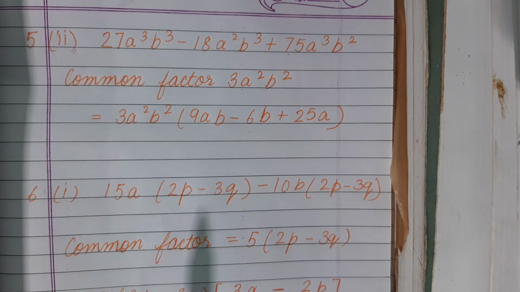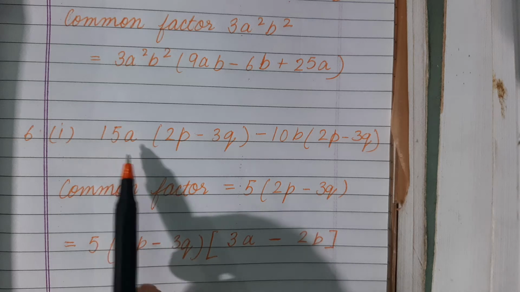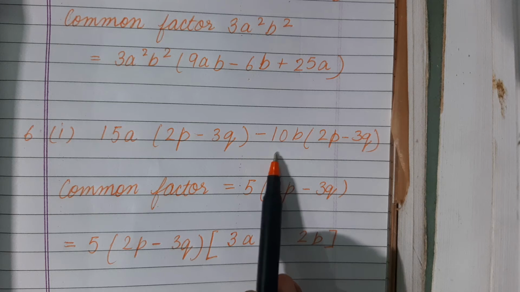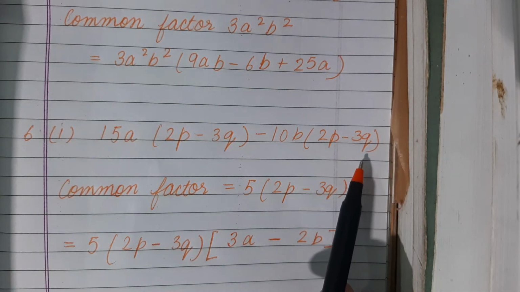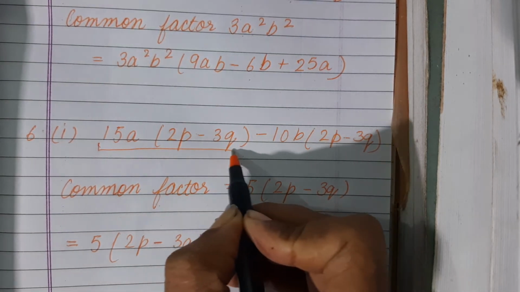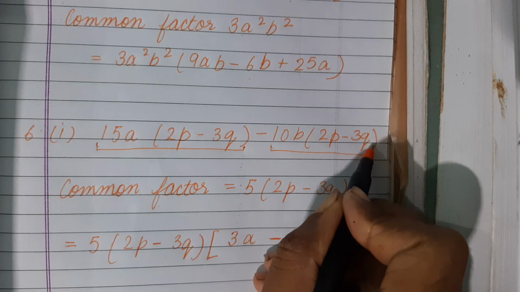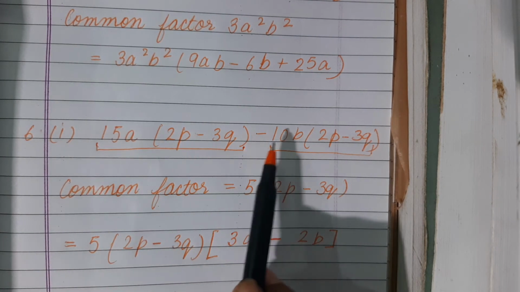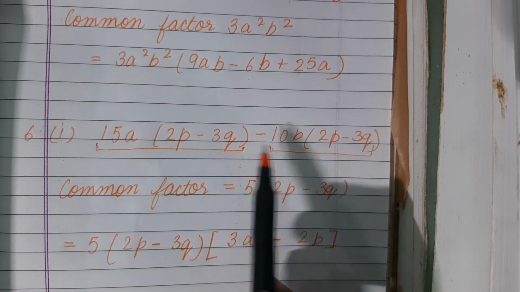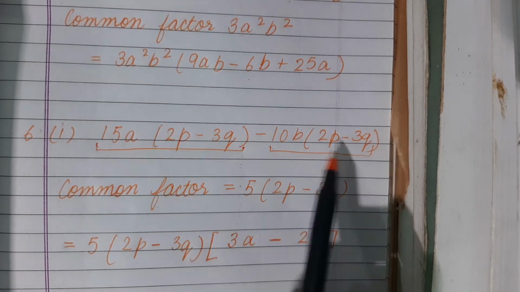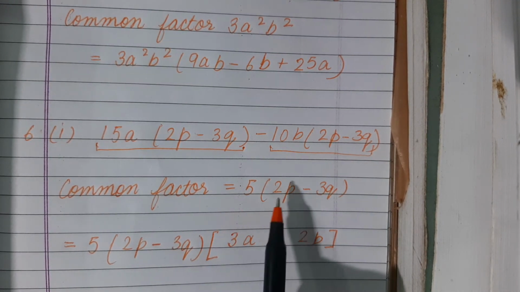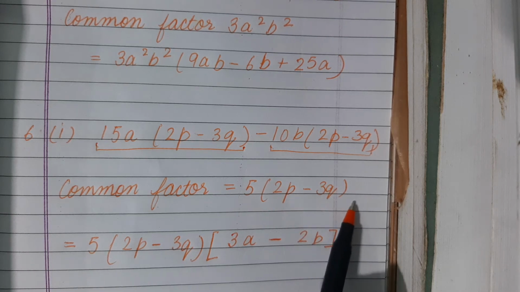Next question, first one, 15a in bracket 2p minus 3q minus 10b in bracket 2p minus 3q. Here what you can see, this is one term and this one is the other term. Here you can see 15 and 10, 5 is common, and 2p minus 3q and 2p minus 3q is in both the terms. Therefore, you can take common factor 5 and 2p minus 3q.